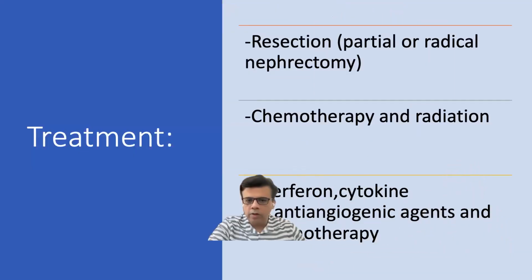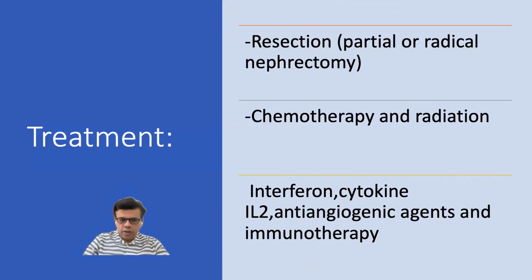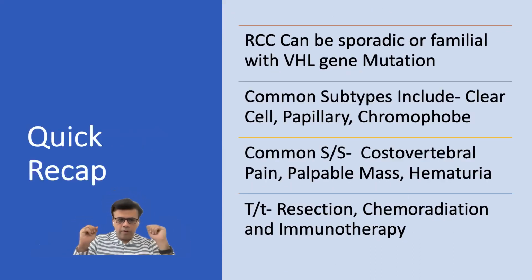Now, how do you treat? The treatment includes resection, that is the common mode, partial or radical nephrectomy. Chemotherapy and radiation are not much effective conventionally, but now promising results are seen with adjuvant therapy, immunotherapy, and chemotherapy like interferon, cytokines, IL-2, and some other specific immunotherapy, which target the tumor cell and are giving good results. Now let's have a summary.